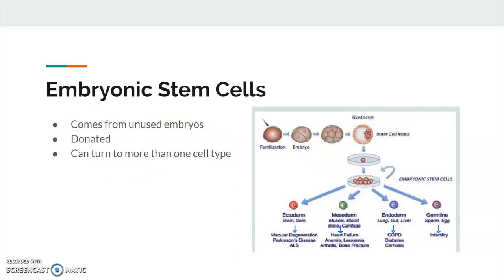So beginning with embryonic stem cells, these come from unused embryos. And initially your reaction may be like, oh my gosh, we're using unused embryos, but these are actually donated through the in vitro fertilization process. So the embryos that are not implanted and not used that would normally be discarded are donated for stem cell research, stem cell therapy, and use. So we're actually using embryos that originally would have been discarded.